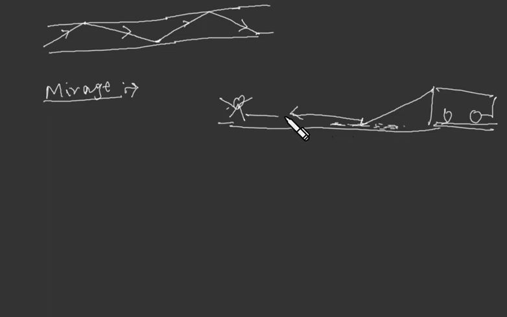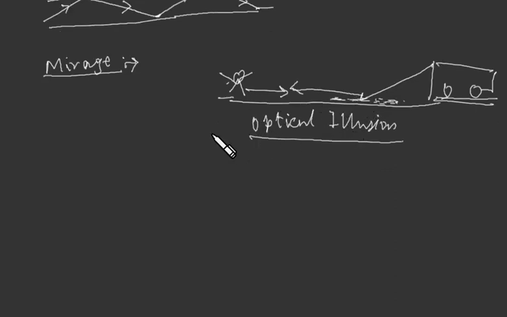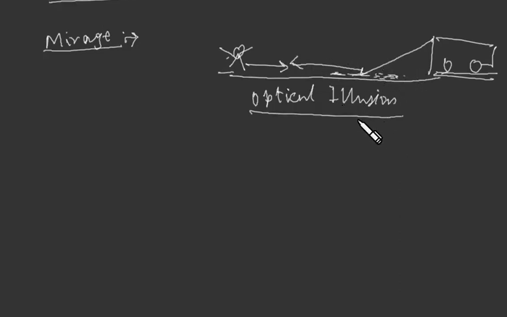But if we keep on traveling and go closer, this water disappears, right? So actually there is no water. This is nothing but an optical illusion. And that's happening only because of total internal reflection, right? And the same thing happens in the deserts. This illusion is called the mirage.